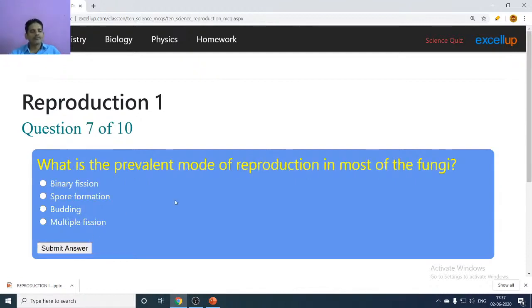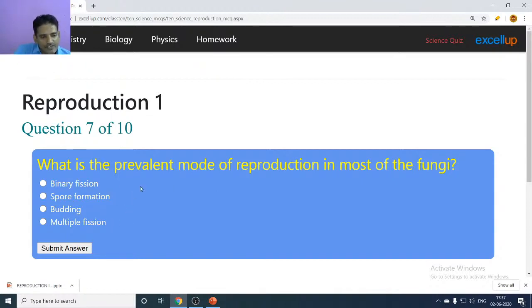Next question. What is the prevalent mode of reproduction in most of the fungi? Prevalent means most common. Binary fission, spore formation, budding, multiple fission.